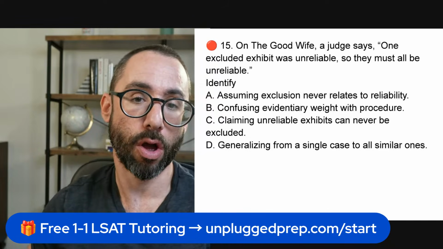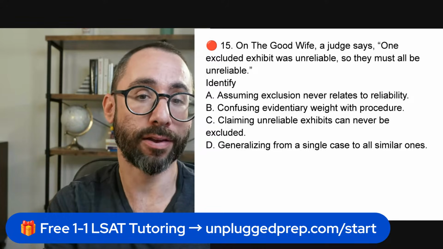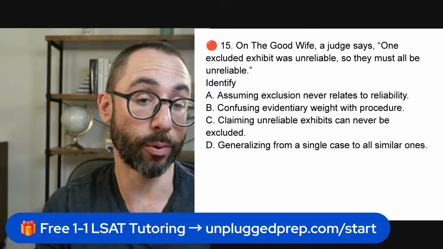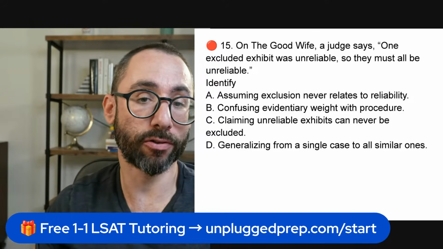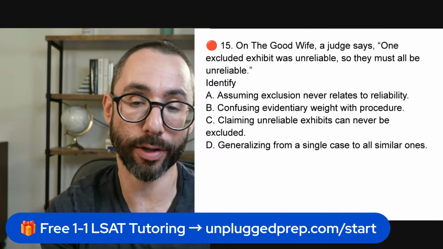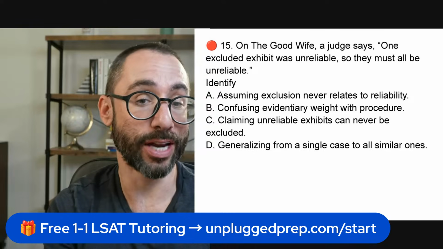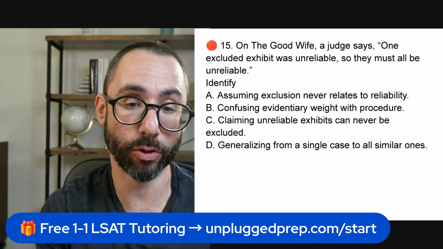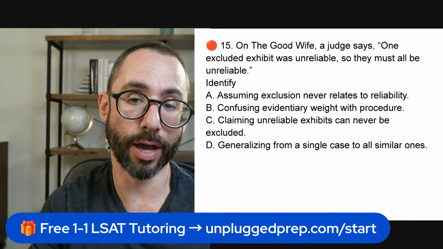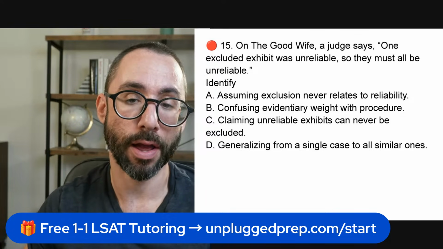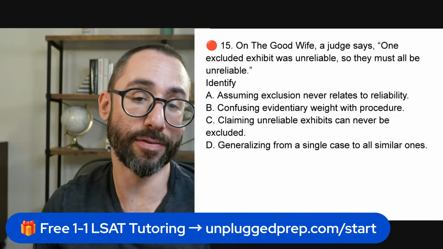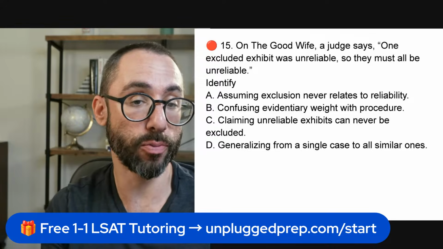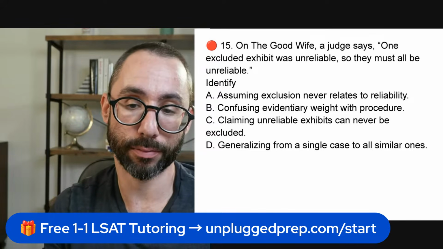Number 15. On The Good Wife, a judge says one excluded exhibit was unreliable, so they must all be unreliable. Identify what's going on here. A, assuming exclusion never relates to reliability. B, confusing evidentiary weight with procedure. C, claiming unreliable exhibits can never be excluded. Or D, generalizing from a single case to all similar ones. Identify what's going on here, essentially. We have an example of 1 as the evidence, and assuming from that 1, they must all be that way.